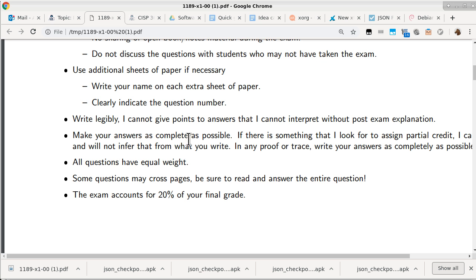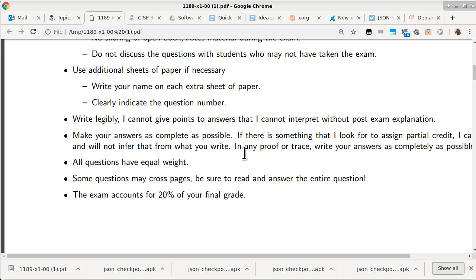Also, make your answers as complete as possible. The idea of making your answers as complete as possible to reflect your thinking process is so that if there's partial credit, I can give you partial credit if the final answer is wrong. On the other hand, if someone just gives me an answer with no steps to derive the answer and the answer turns out to be wrong, then I cannot assign partial credit because I have no idea what process that person went through to get to that wrong answer.